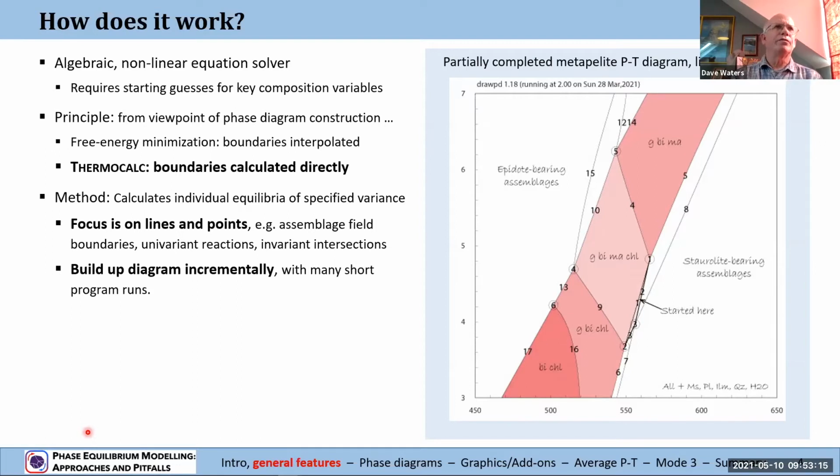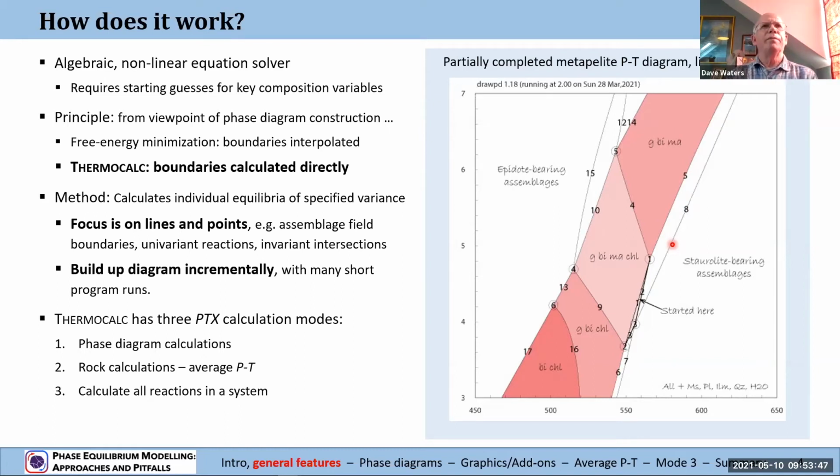The other important feature is that you build up a diagram incrementally. There's no way of building the entire diagram in one go. So on the right, there's a picture of a partly finished diagram, and you can see that I actually started here in a convenient low variance field. I'll say a little bit more about that in the next slide. And then the idea is that you build up incrementally from that point.